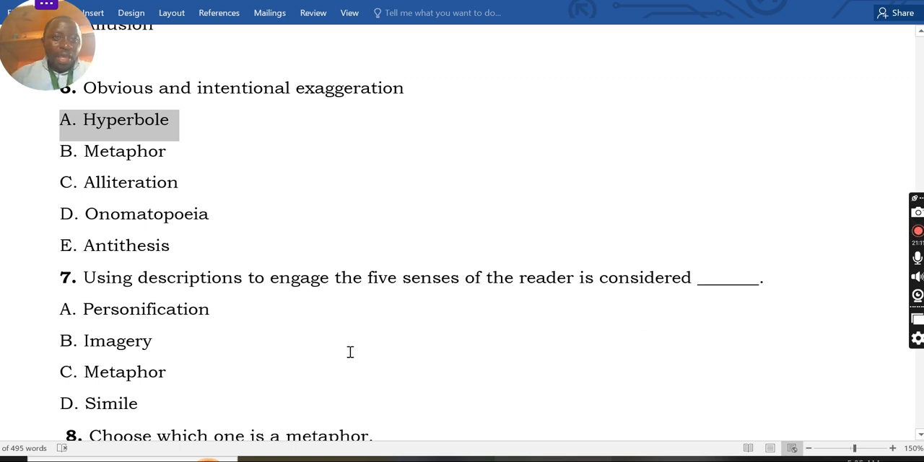Number 7. Dear student, now if you read number 7, using descriptions to engage the 5 senses of the reader. When we use the 5 senses, which kind of literary technique do we use? We have 4 alternatives here. A, personification. B, imagery. C, metaphor. D, simile. It is the descriptions where we engage 5 senses. And you know 5 senses, right?